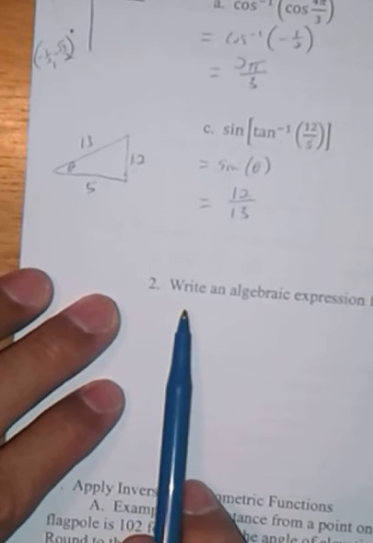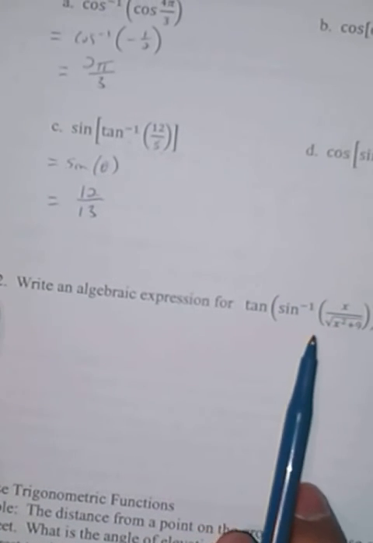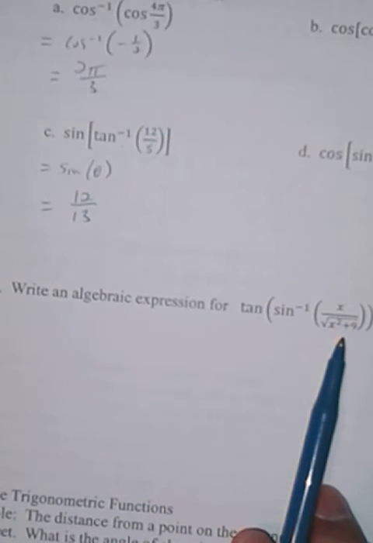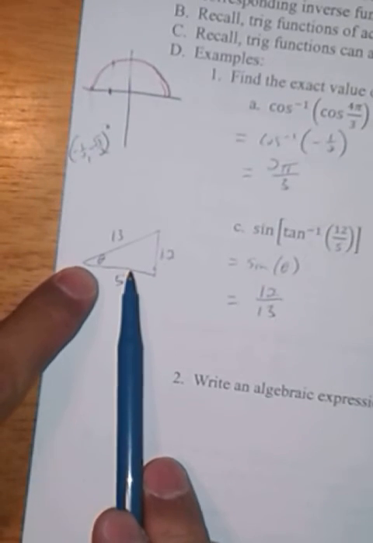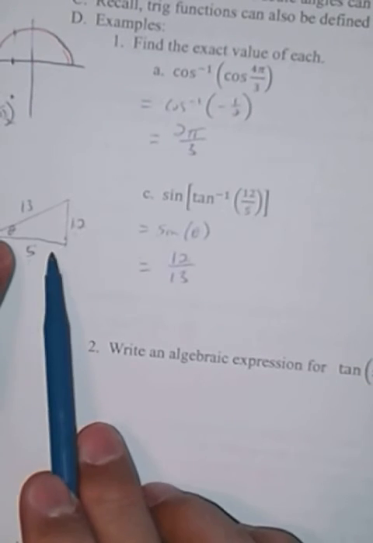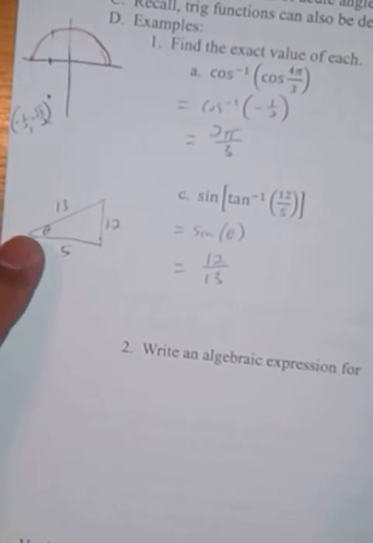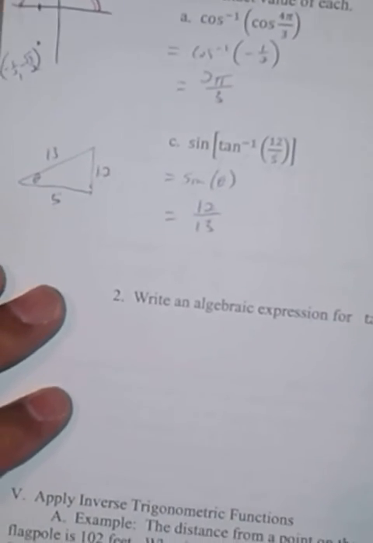All right. Number 2, write an algebraic expression for tangent of sine inverse of x over the square root of x squared plus 9. This one we will do the same way as I just did that one. So that's a hint that we have. We'll do that the same way, or very similar. And then we'll be able to work it.